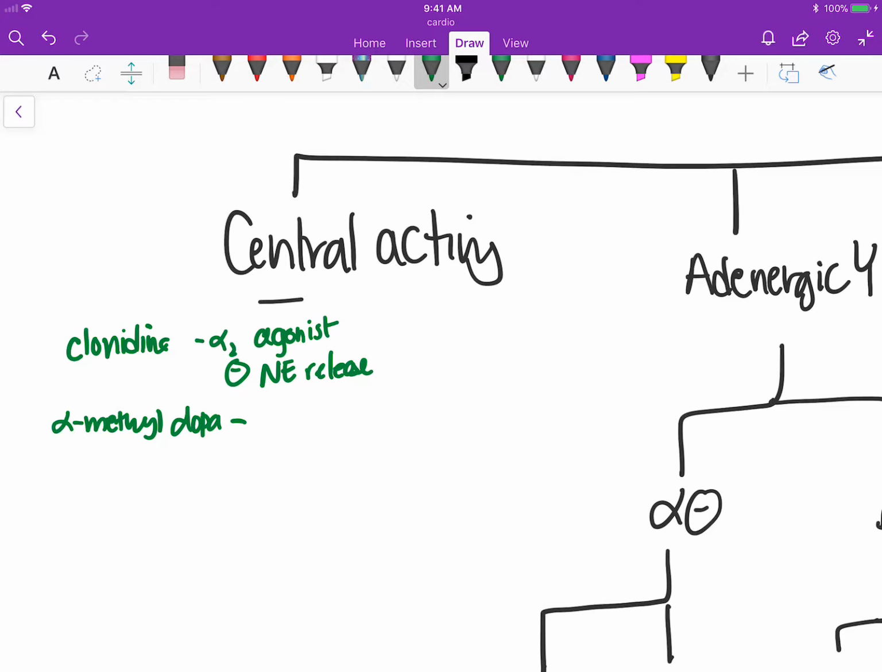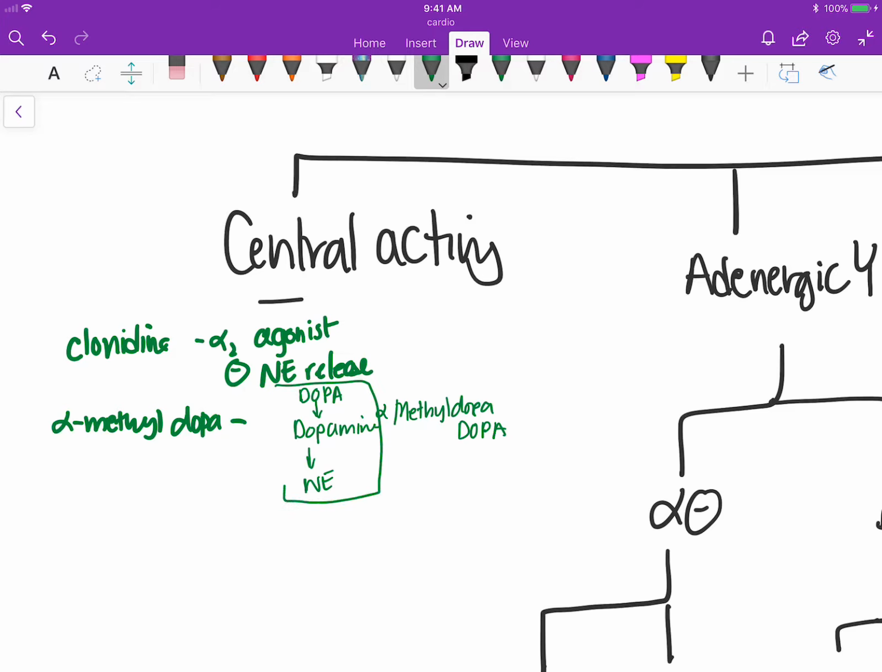Alpha methyl dopa goes in place of dopa. Remember that inside your cell you have dopa, and from dopa you get dopamine, and it leads to norepinephrine. So you have alpha methyl dopa that goes in place of dopa. And remember, from dopa, you get dopamine.